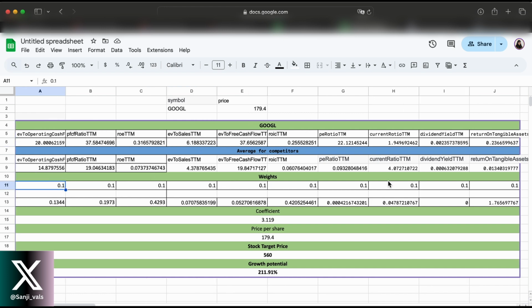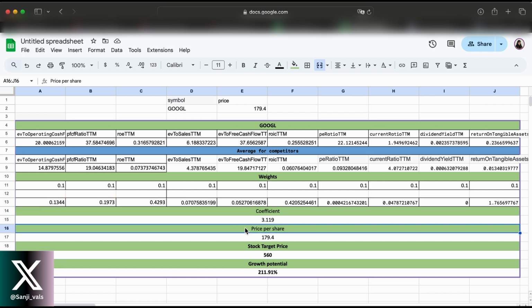In this case, I'm assigning equal weights because I think that each ratio represents equal importance for me. But again, if you think that return on equity, for example, or enterprise value to sales represents higher value to you, then you should put a larger weight here and a smaller weight on the other ratios, because the sum of all those weights should be equal to 1 or 100%, as in my case. Then I am recalculating everything to come up with individual coefficients, then summing those coefficients up. This is a very simple formula.